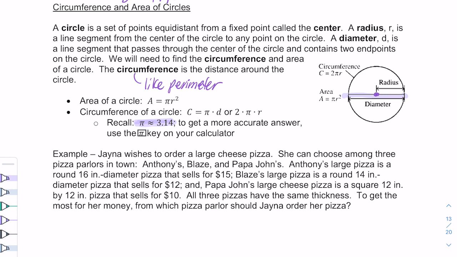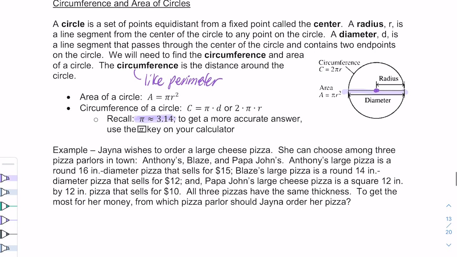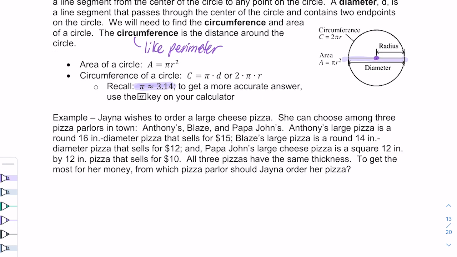So in other words, the more accurate you use a number for pi, the more off your answer might be compared to someone who just uses 3.14. So the choice is yours, but the directions will usually tell you whether to use the pi key, or if it doesn't, then you can just use 3.14. I usually will use the pi key just to be more accurate. And if I want to find the area, I'm going to use pi r squared. So that's pi times radius times radius.